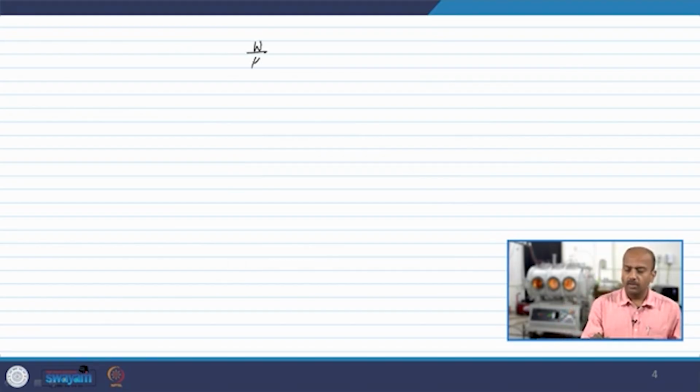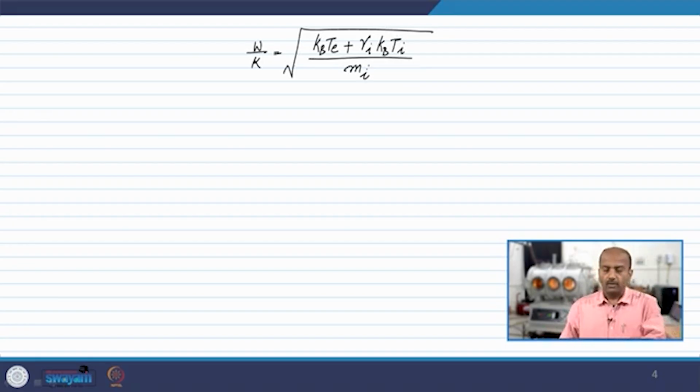We will write omega by k, the angular frequency divided by the wave vector, is equal to the square root of (kB Te plus gamma i kB Ti) divided by mi. Here kB is the Boltzmann's constant, gamma is the ratio of specific heats for ions, Te and Ti are the temperatures of electrons and ions respectively, and mi is the ion mass. More importantly, this will be the speed of an acoustic wave traveling in plasma.